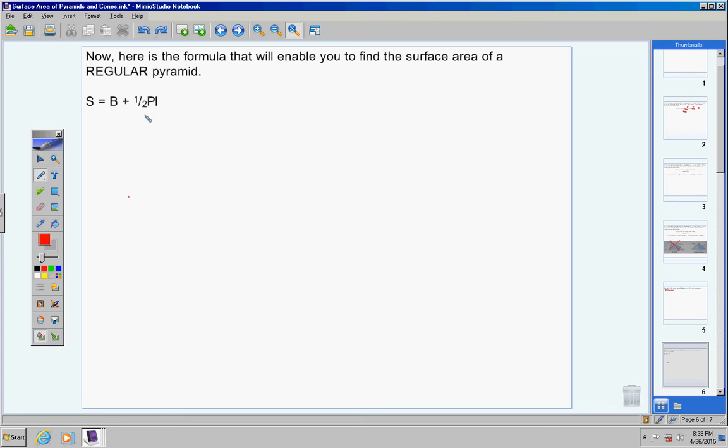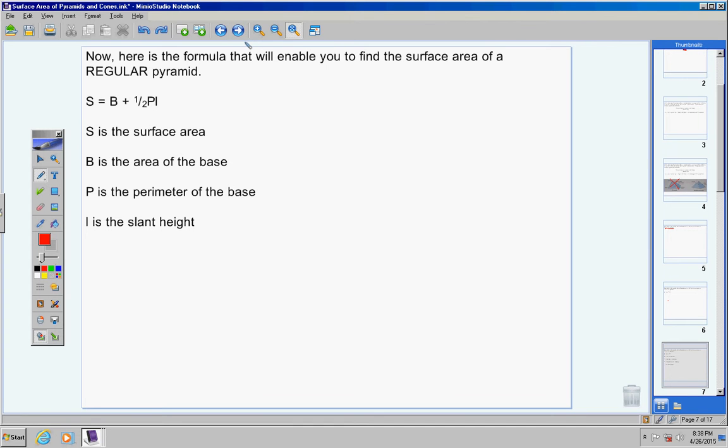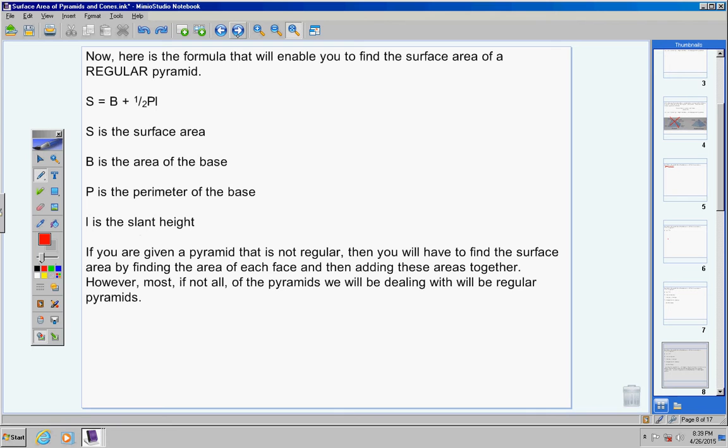Now, what do these variables stand for? I'm glad you asked. If you know what they stand for, that's fine, but if you don't, make note of this. Capital S stands for the surface area. Capital B stands for the area of the base. Capital P stands for the perimeter of the base. Little l stands for the slant height. That's a new one, I believe. Slant height. So there's our formula. With that in mind, this really shouldn't be too difficult.